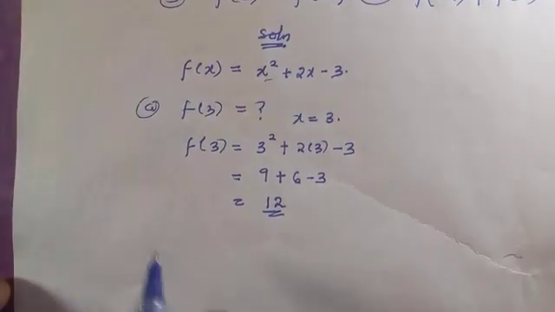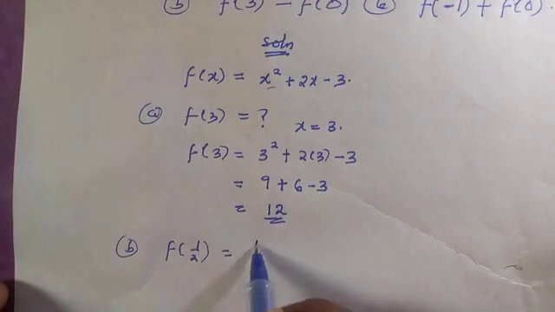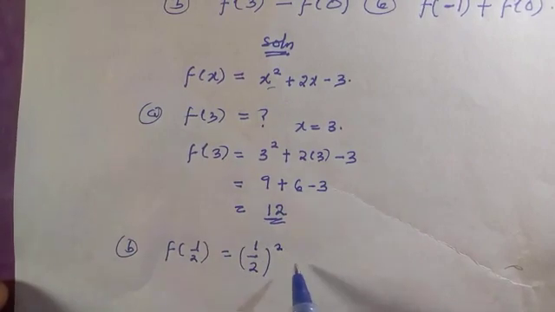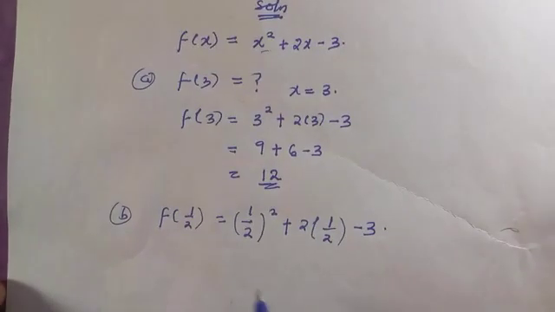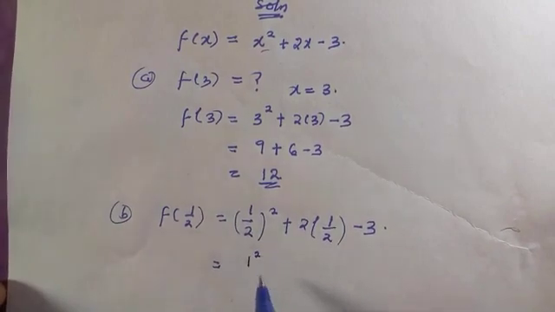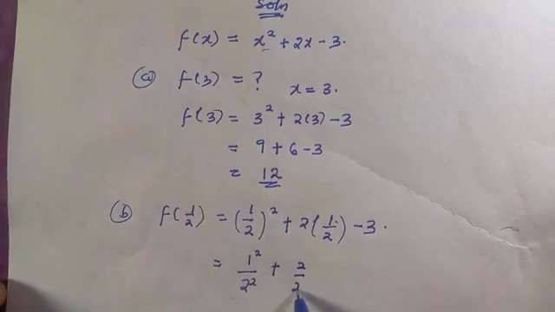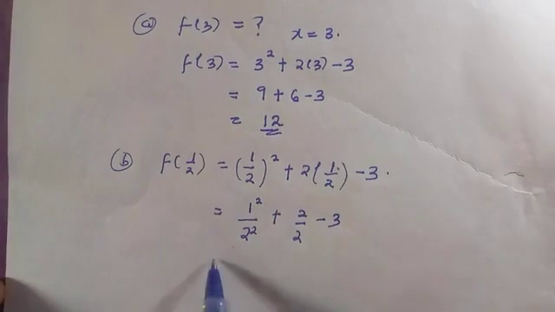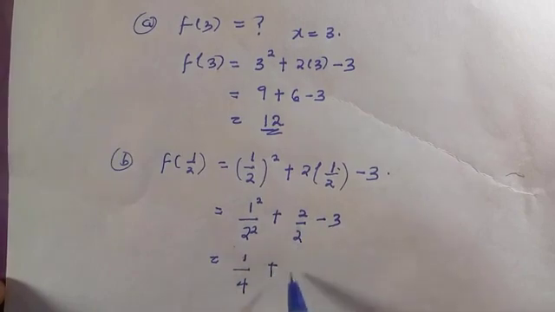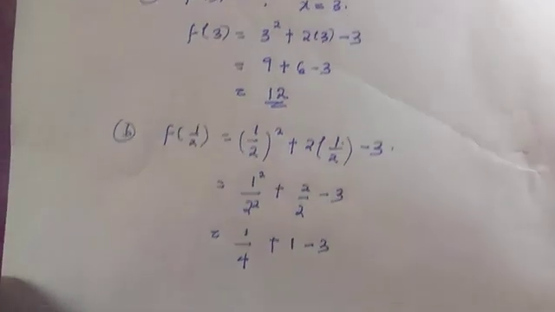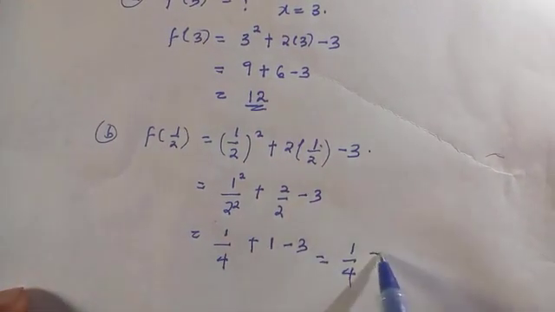So we can do all these, but let's see f of 1 over 2. So we have f of 1 over 2 equals 1 over 2 all raised to the power of 2 plus 2 bracket 1 over 2 minus 3. So 1 over 2 squared is 1 squared divided by 2 squared, that is the power of indices, plus 2 multiplied by 1 over 2, minus 3. And 1 squared is 1, divided by 2 squared, which is 2 times 2, that is 4. Plus, if 2 cancels 2, we are going to have 1 minus 3, which is minus 2. So we have 1 over 4 plus 1 minus 3, that is minus 2.